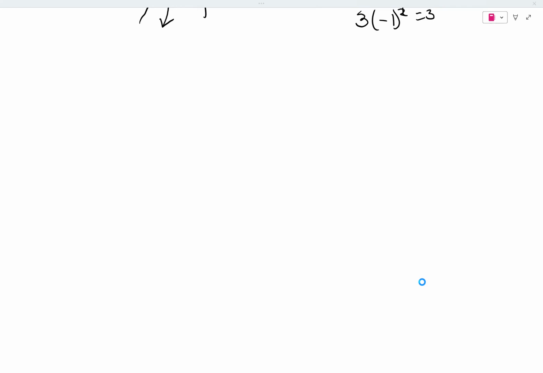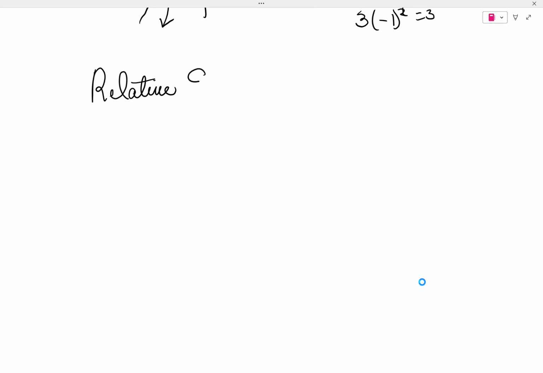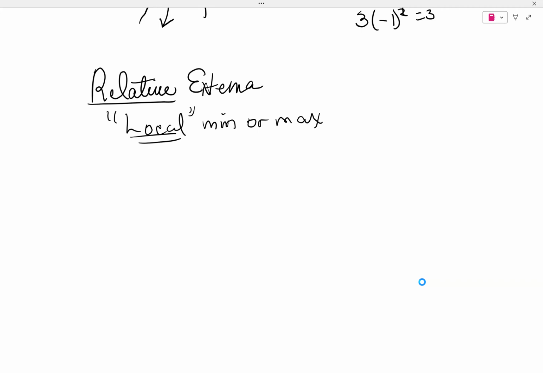All right, so coming back, I'm going to talk to you real quickly about relative extrema. And just for the record, they also refer to this as local. So you might hear this as local min or max, or relative extrema. They're really just talking about what is the value, what's happening at this particular point in the diagram, whatever you're measuring.